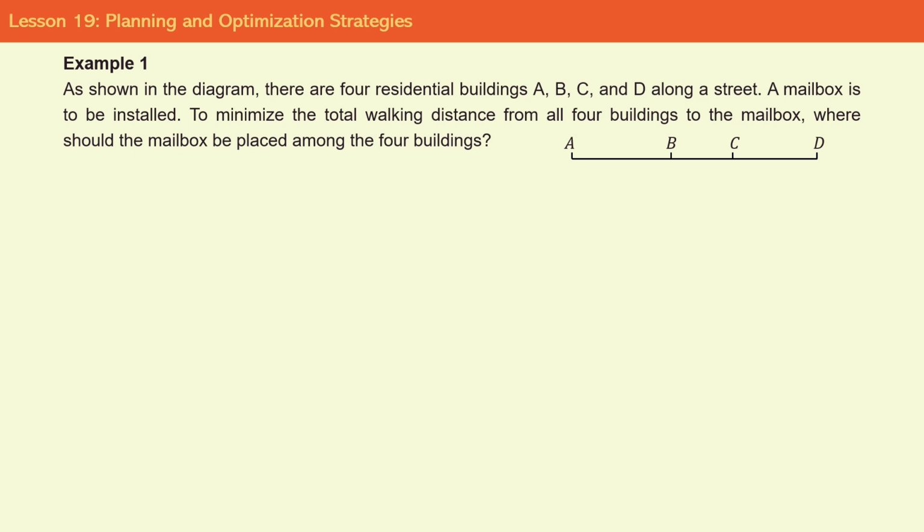Example 1, as shown in the diagram, there are 4 residential buildings A, B, C, and D along a street. A mailbox is to be installed. To minimize the total walking distance from all 4 buildings to the mailbox, where should the mailbox be placed among the 4 buildings?